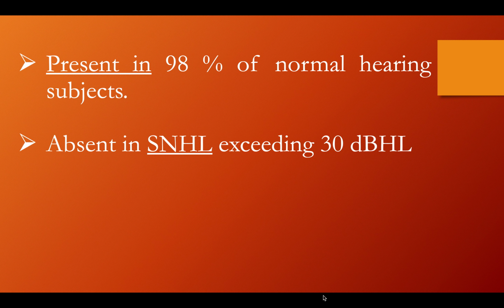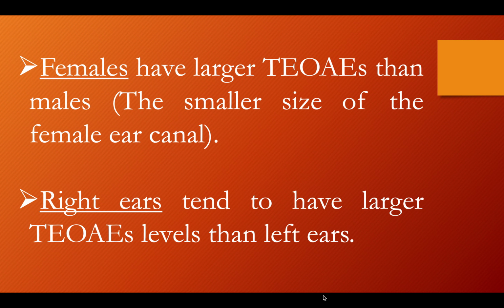The transient evoked otoacoustic emission is present in 98% of normal hearing subjects and absent in sensorineural hearing loss exceeding 30 decibel HL. Females have larger transient evoked otoacoustic emissions than males, due to the smaller size of the female head and ear canal. Right ears tend to have larger transient evoked otoacoustic emission levels than the left ear.